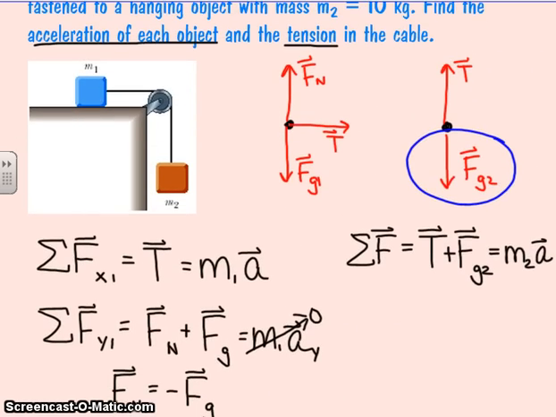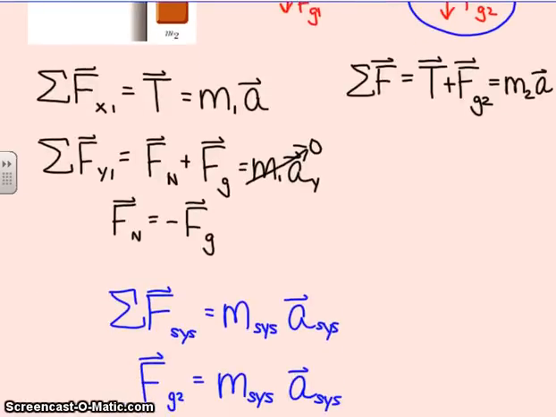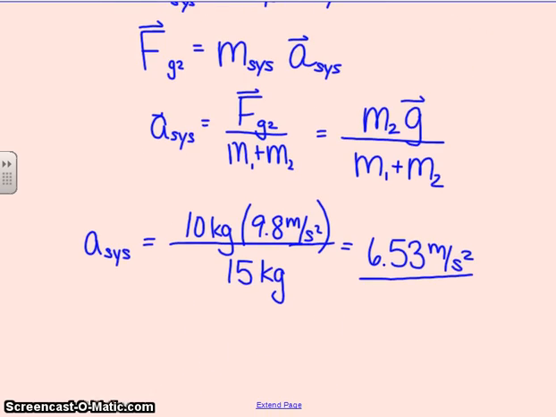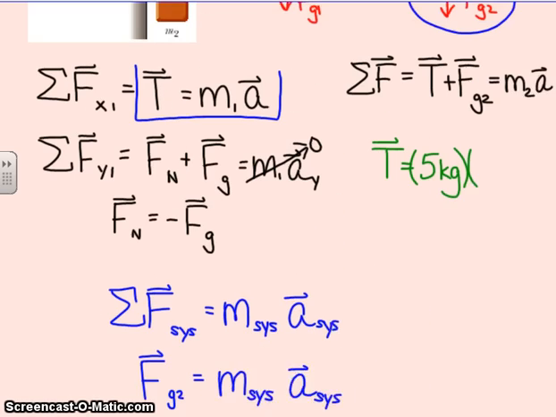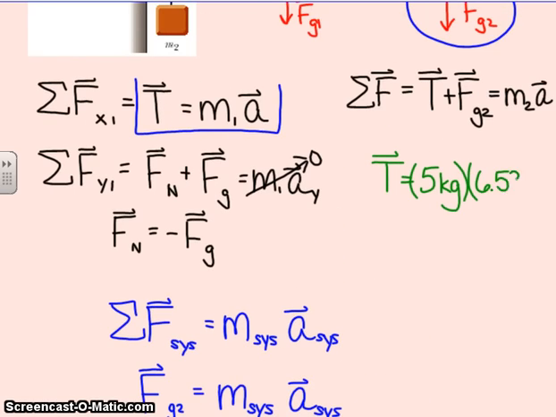So that was half the battle. We found the acceleration of each object. Now we have to find tension. Tension appears in two different equations, and it's up to me as to which one I want to use. But this equation here is clearly the easiest one to use. That equation tells me that tension is equal to M1, which is 5 kilograms, times the acceleration we just solved for, 6.53 meters per second squared. This gives us a tension of 32.67 newtons.